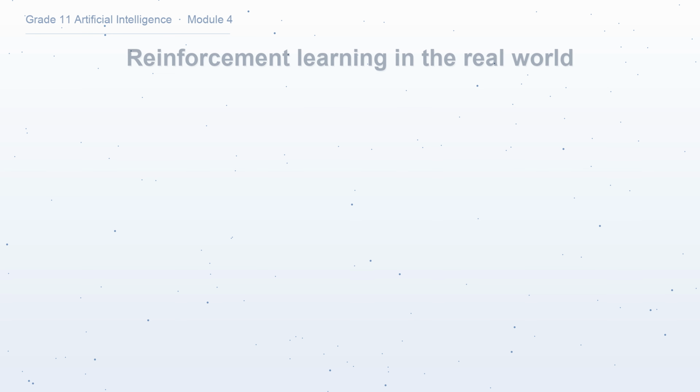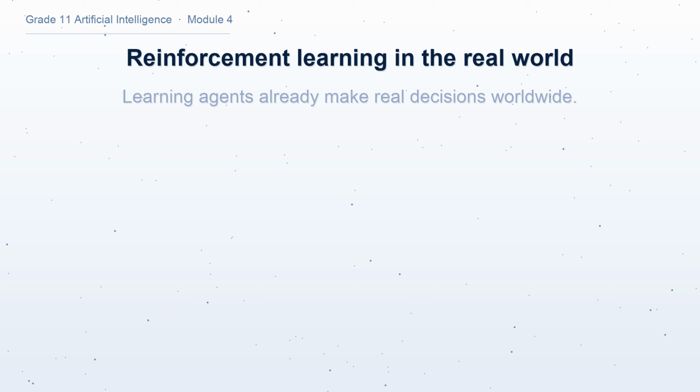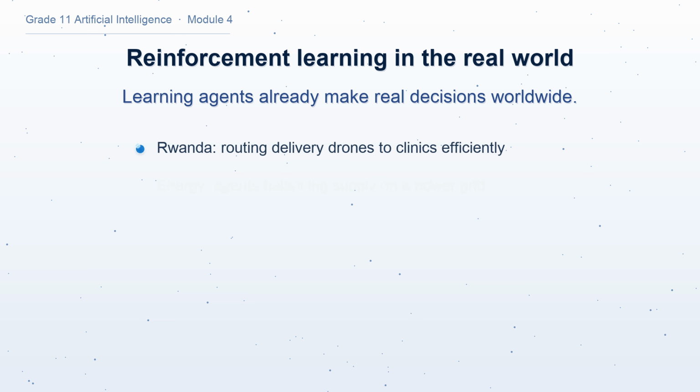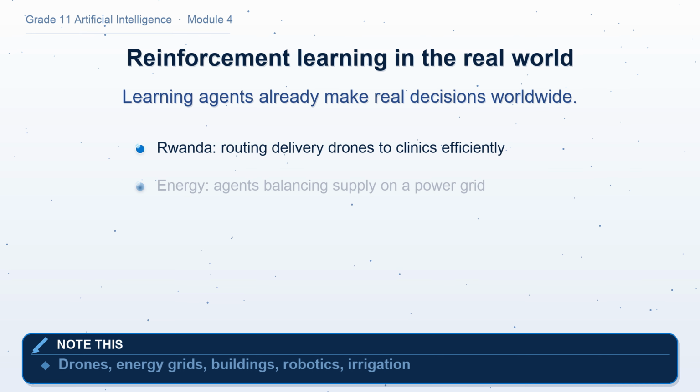In Rwanda, reinforcement learning can route delivery drones that carry medical supplies to clinics, choosing efficient paths. On power grids, agents help balance electricity supply and demand from moment to moment. In the United Kingdom, agents schedule heating and cooling to cut energy use in large buildings.